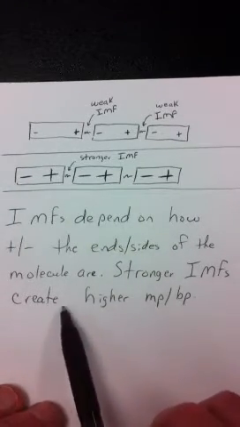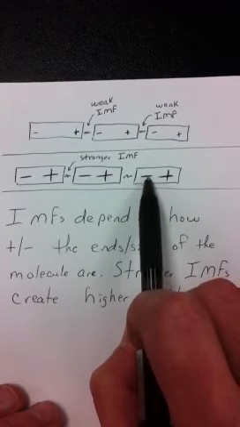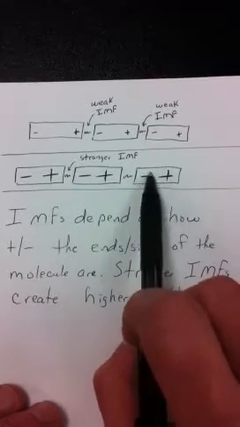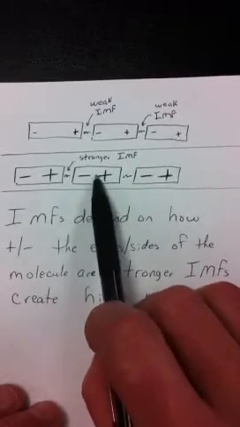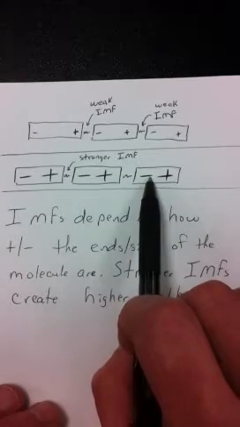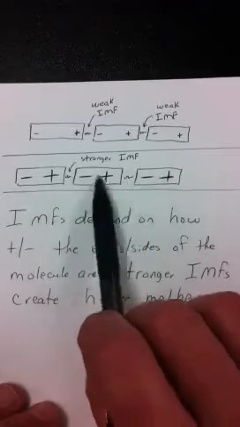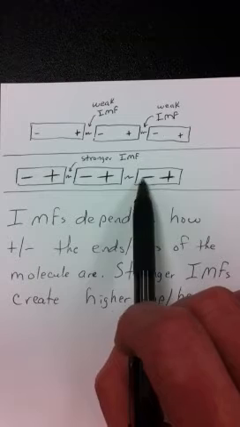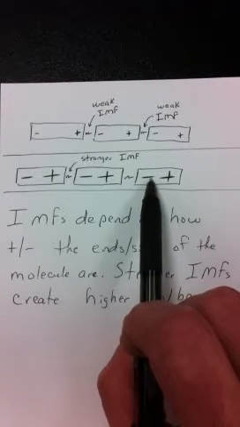Stronger IMFs create higher melting points and boiling points, because when we melt something or when we boil it, all we're doing is giving this molecule enough energy to move around and leave this molecule and quit being the neighbor of this molecule. So when you go from a solid to a liquid to a gas, you're simply changing the amount of energy that these molecules have and enabling them to move more and move faster and go from a solid to a liquid or a liquid to a gas.